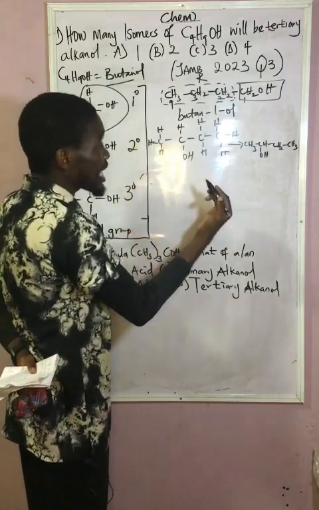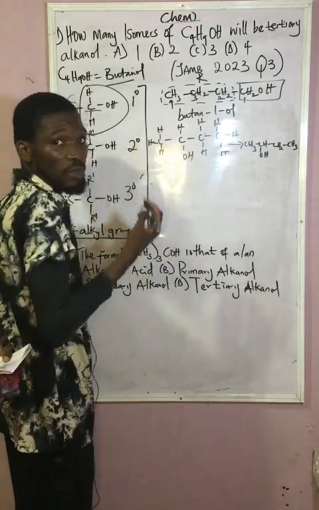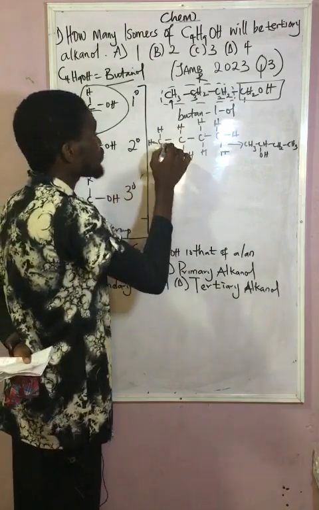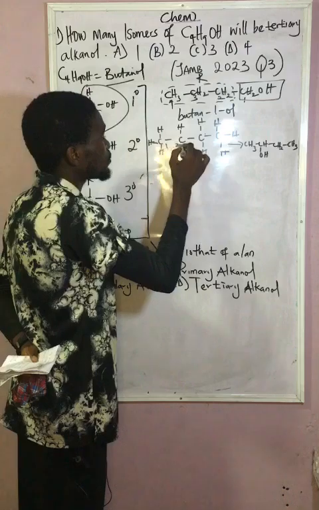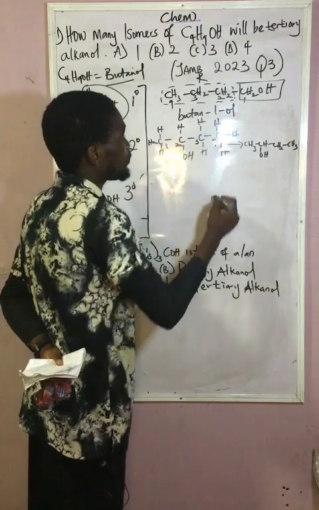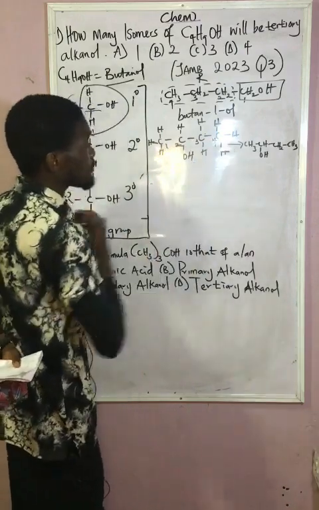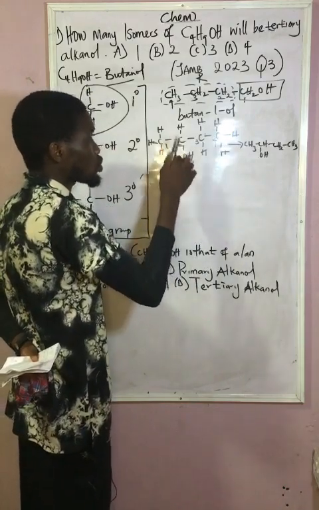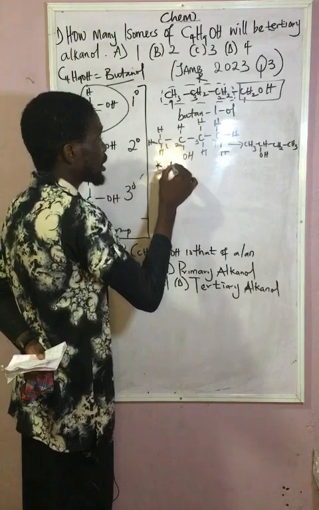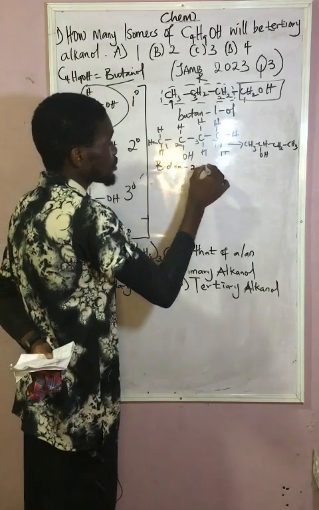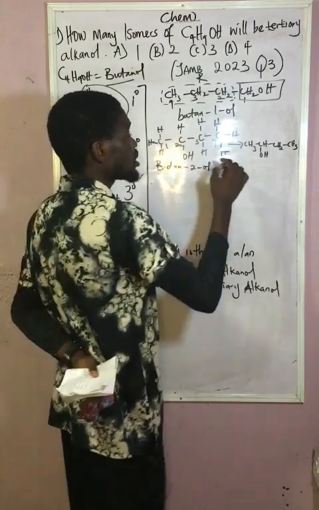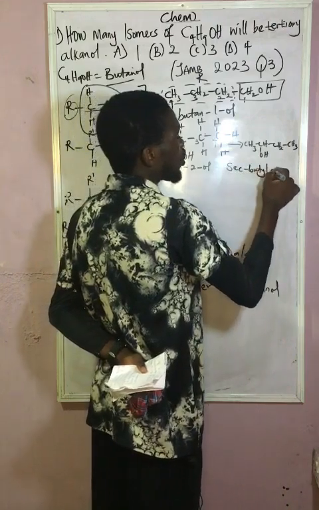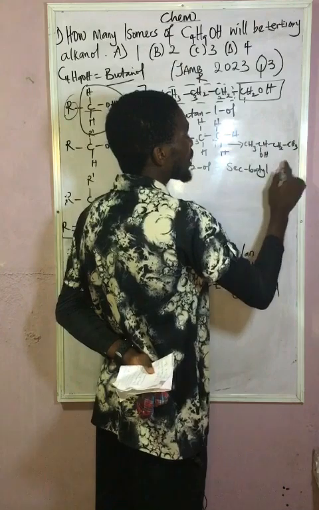So when you number, I told you earlier that you number so that the functional group gets the smallest number. So we have 1, 2, 3, 4 from our left hand side. From the right hand side, 1, 2, 3. 3 is attached to OH, but here we are having 2. So it is called butan-2-ol. This, I call it sec-butyl alcohol or alkanol.